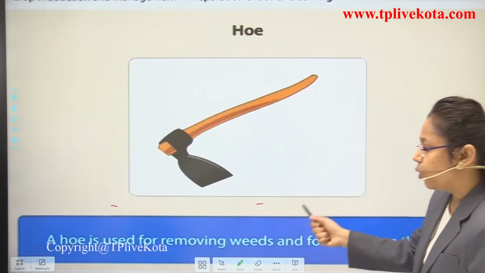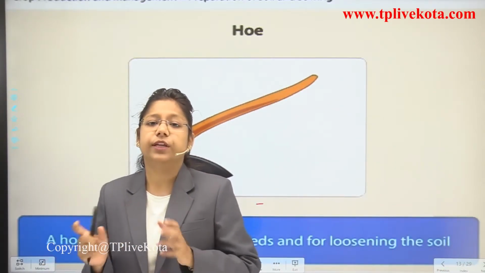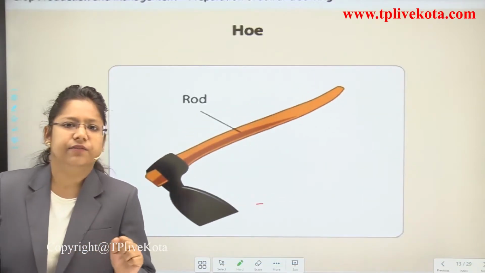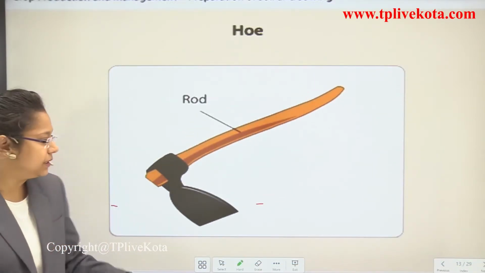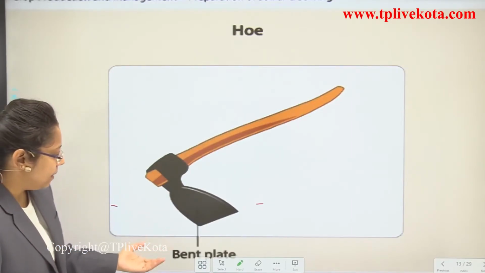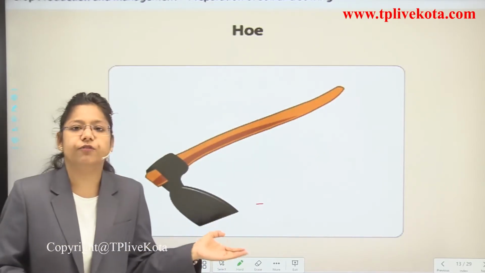Now this hoe, what is it used for? Hoe is used for removing the weeds. The extra weeds which are created inside the field, which are not for any useful purpose, this hoe is used for that purpose. You can see the diagram here, it has a bent plate, and this bent plate is often sharp.